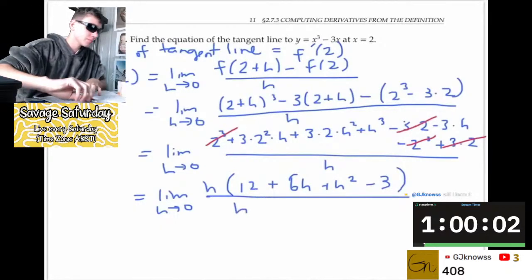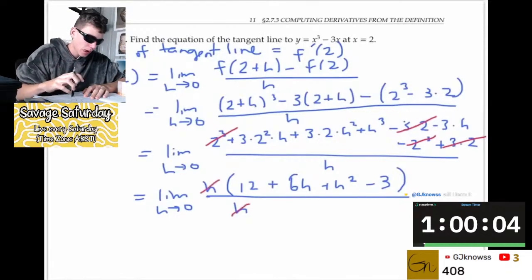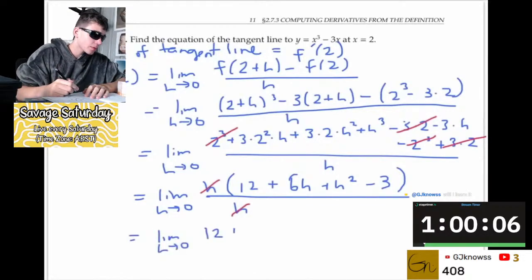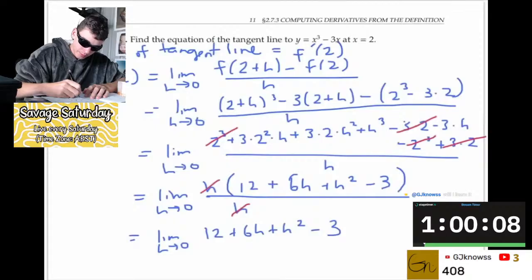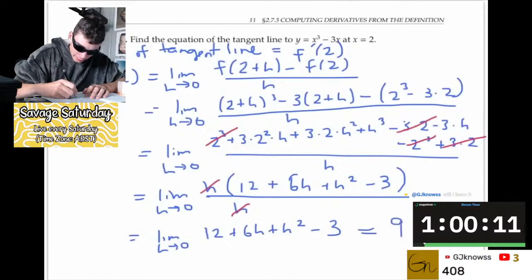over h. Now, h divided by h is 1, so I'm just left with the limit as h goes to 0 of 12 plus 6h plus h squared minus 3. As h goes to 0, I can just plug in h equals 0 and I get 12 minus 3, which is 9. So my slope of my tangent line, my derivative, is 9.